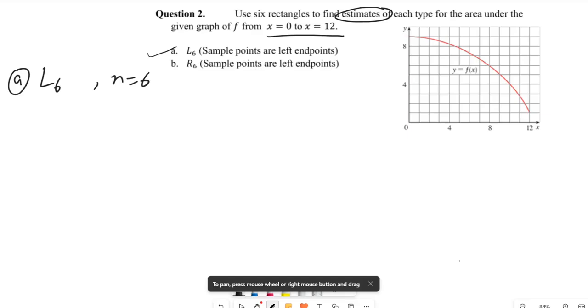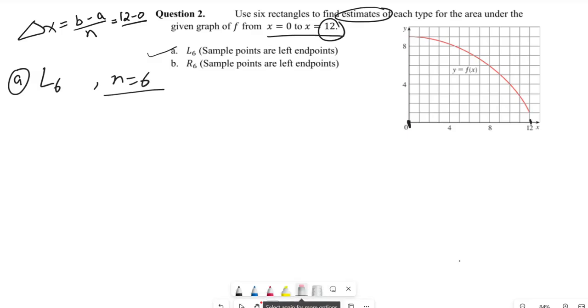From 0 to 12, that means we want to split this interval from 0 to 12 into 6 equal intervals. So the first step is to find delta x. Delta x is b minus a over n. B here is 12, so 12 minus 0 over n. N is 6, so we put 6 in place of n. That gives us 2. So delta x is 2, which means the width of each equal interval is 2. So we can split from 0 to 12 as 2, 4, 6, 8, 10, and 12.